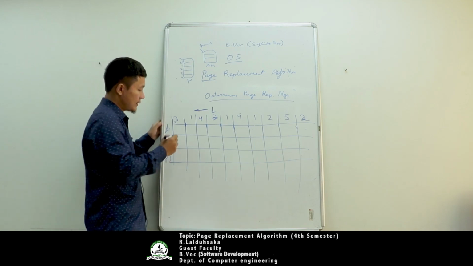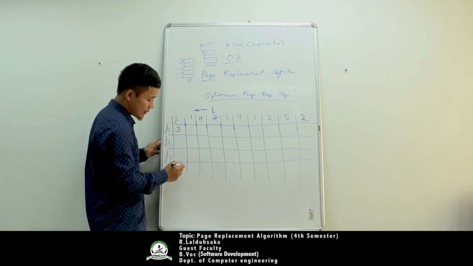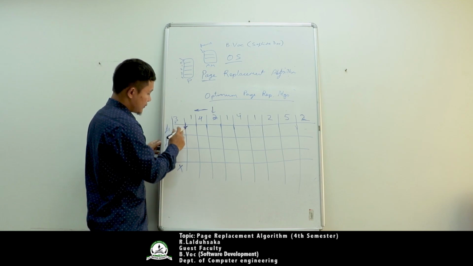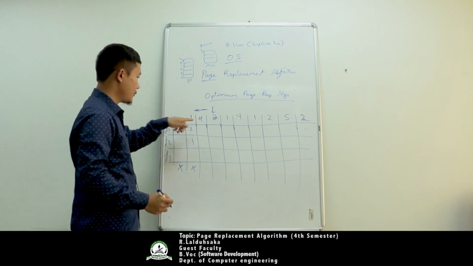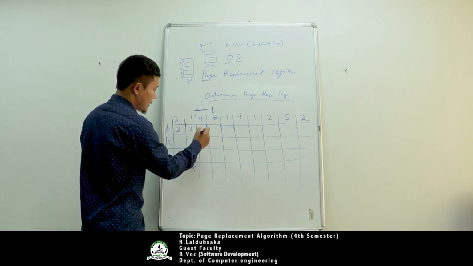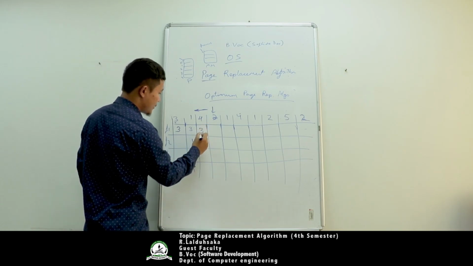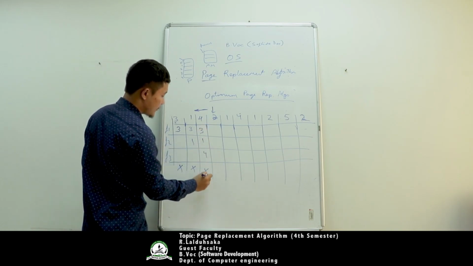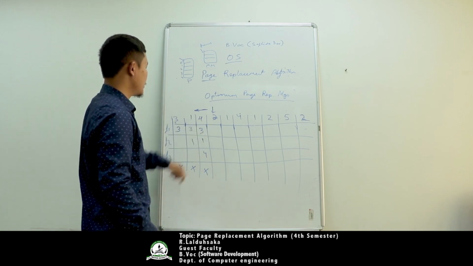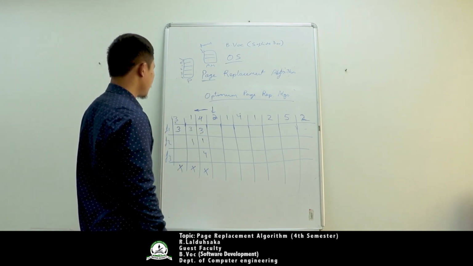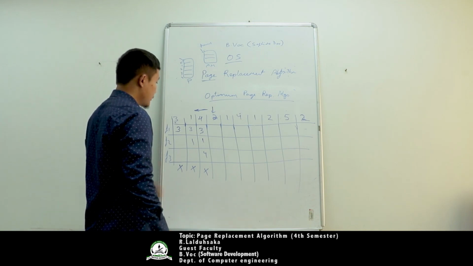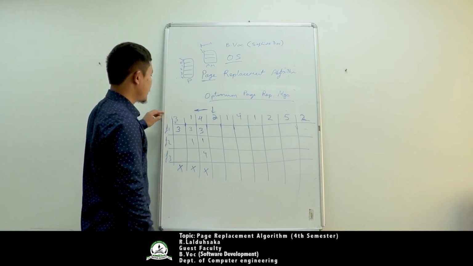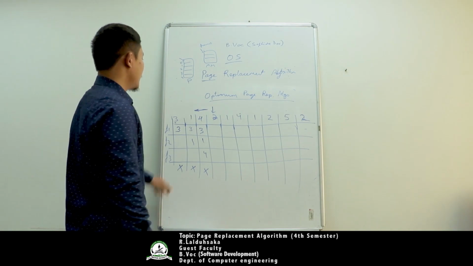So first 3. Since it was empty, page fault. 1, page fault. Then 4, frame 3 is still empty, so it is a page fault. True. Optimum page replacement. True.